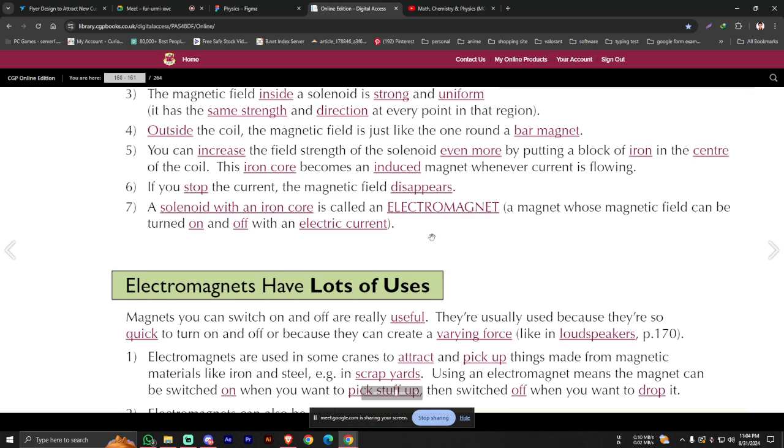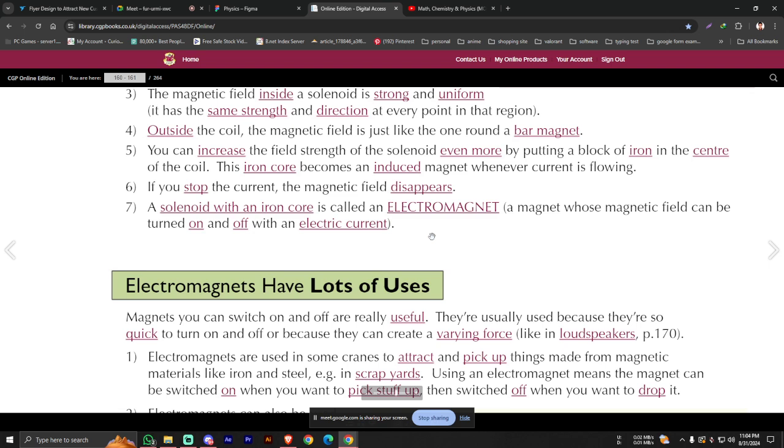What do you need? Okay, so what is electromagnet? Sorry, sir. May you repeat it? Okay, what is electromagnet?